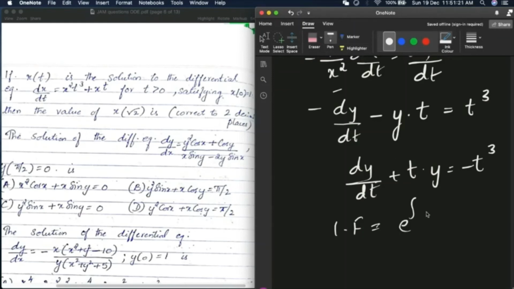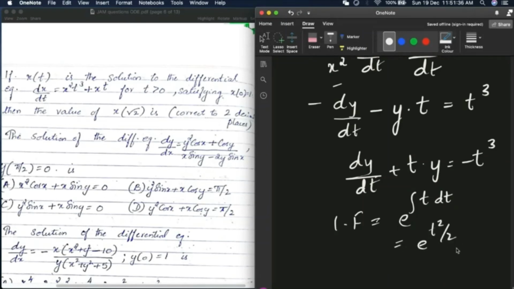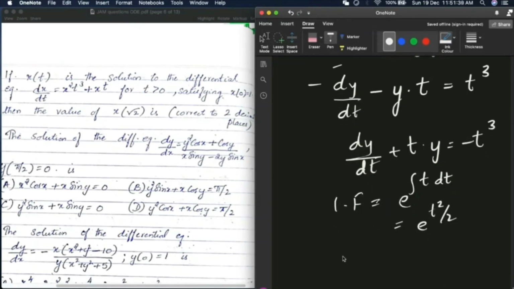What's the solution? It's linear in y now. E raised to t square by 2, no? No, the answer you're saying? No, ma'am. Yeah. Integrating factor, right? Yes, ma'am. Yeah, correct. y into e raised to t square by 2 is equal to the integral.